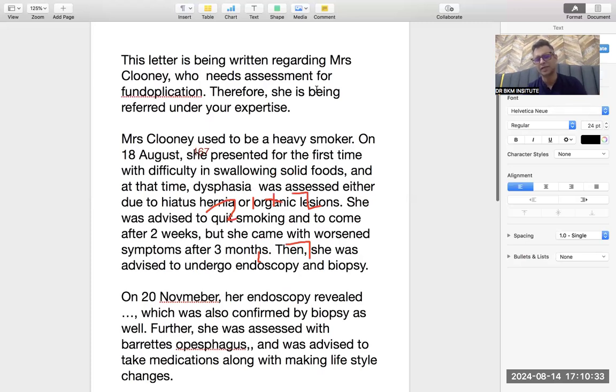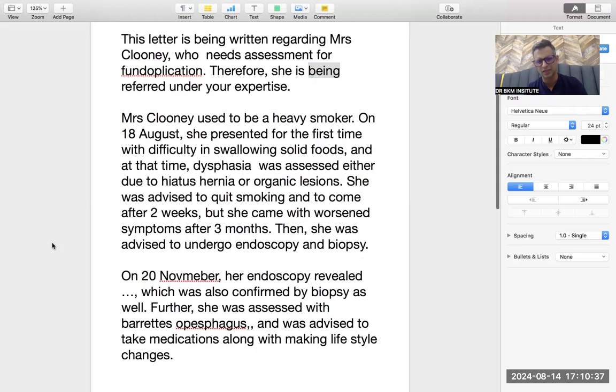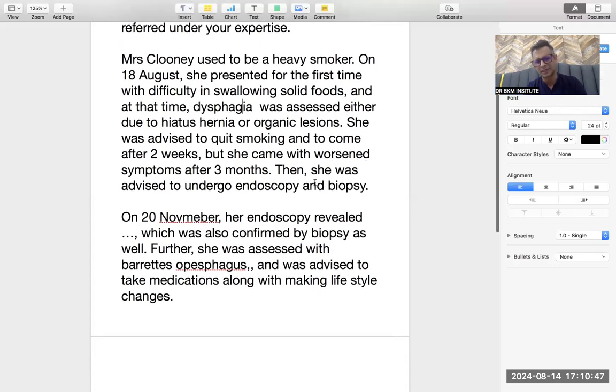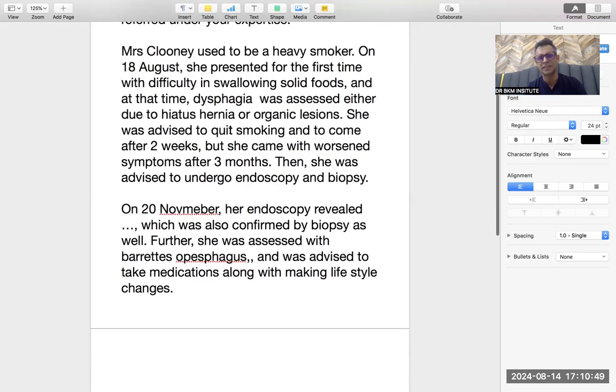This is how simple you write it. Write only important things. Smoking, she has quit smoking. Dysphagia was the main thing that she came up with. And always recheck your spelling. Due to this, she was advised to quit. Then she was advised to undergo biopsy. This is where I have mixed up. That is the main thing. She did not come, but she came with worsened symptoms or worsened condition. If you don't want to write worsened condition, we'll cover everything.